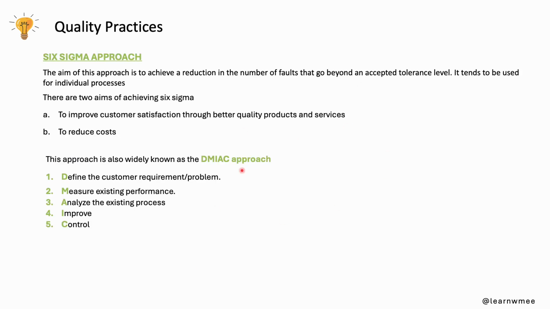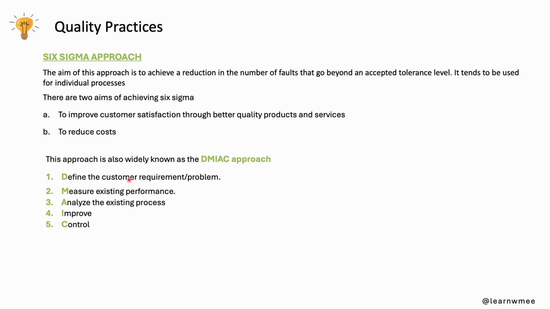Six Sigma approach. Okay, so this is a new approach, and this is a very important approach. The aim of this approach is to achieve a reduction in the number of faults that go beyond an accepted tolerance level. It tends to be used for individual processes, and there are two main aims of achieving Six Sigma: to improve customer satisfaction through better quality products and services, and to reduce cost. You'll also hear a lot of times that Six Sigma quality aims to reduce variation in process output so that there will be no more than 3.4 defects per million opportunities. And yes, this is used in both manufacturing and service industries.